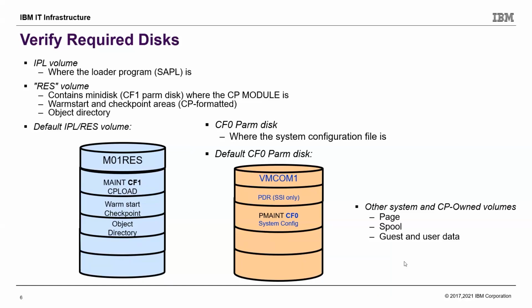And then we have other disk volumes for paging and spooling. Again, that's basic setup, initial setup when you install z/VM, but you'll likely be adding paging and spooling space, especially if you're doing production work on a particular system, and disk volumes that contain guest and user data. So these are all things you want to be aware of. You want to know where they are. You want to know what you have defined for your system.